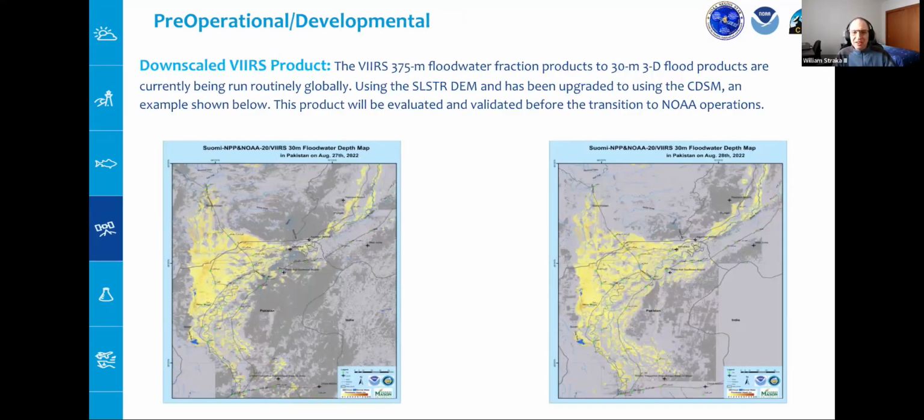I mentioned downscaling using digital elevation models. The NOAA products are currently taking that 375 meter product and downscaling using the 30 meter digital elevation model from the Copernicus mission, which then produces a much more accurate picture of where the flooding has occurred as compared to some other DEMs, such as the SRTM, which was developed during several space shuttle missions.